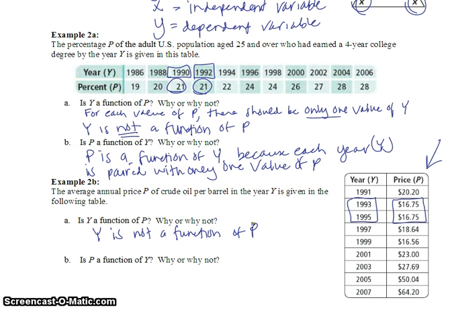Is P a function of Y? Y or Y not? P definitely is a function of Y because each year, so each Y, is paired with only one value of P. So P is a function of Y.